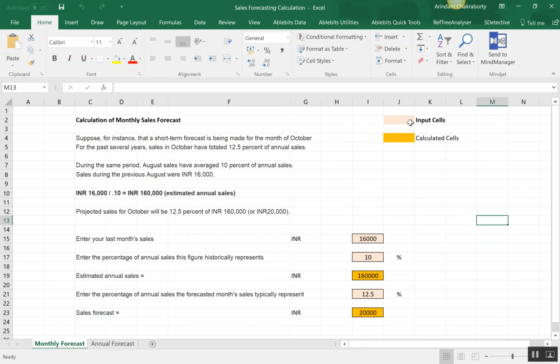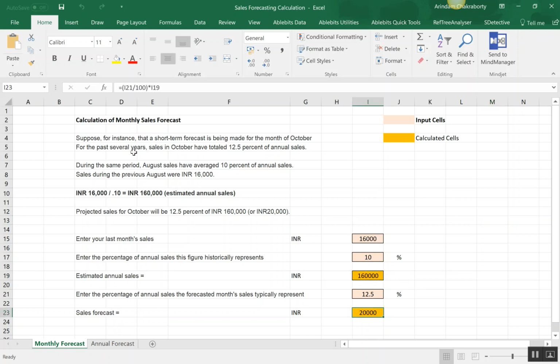As you see, the color which is lighter, I should say, I don't know the exact name of the color, it's a pinkish sort of color. These are the input cells, and the one which is yellowish in color is called the calculated cells, right? So these are the calculated cells.